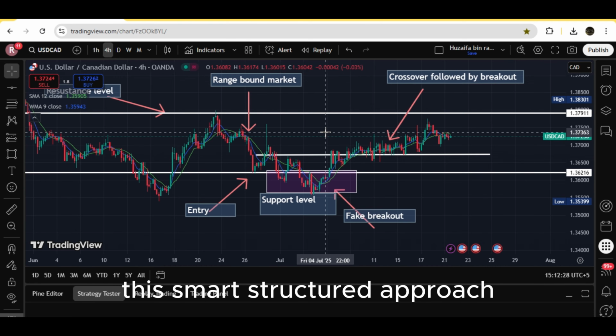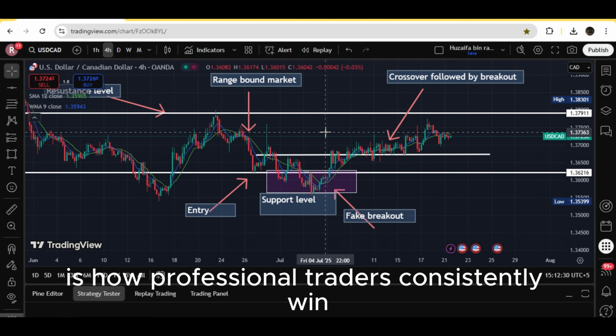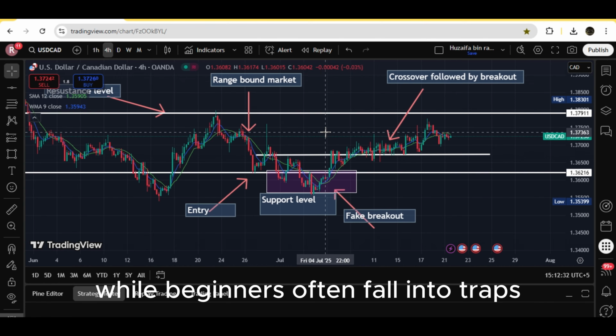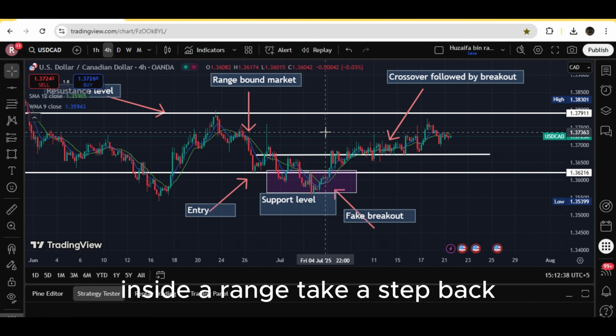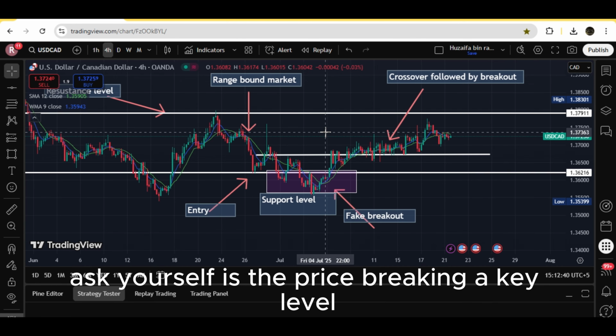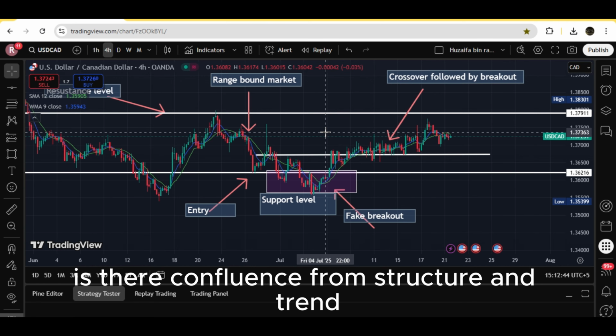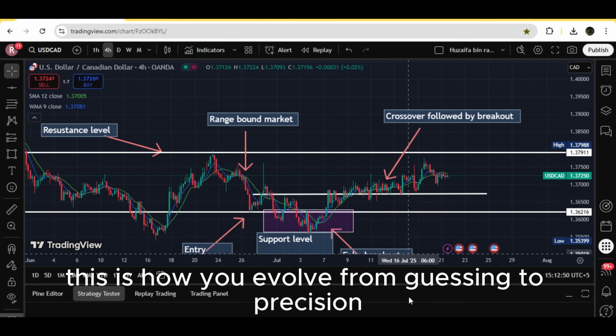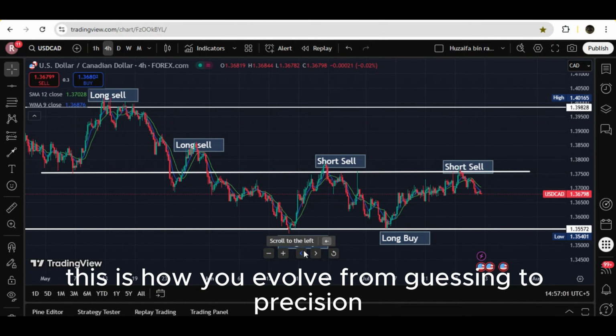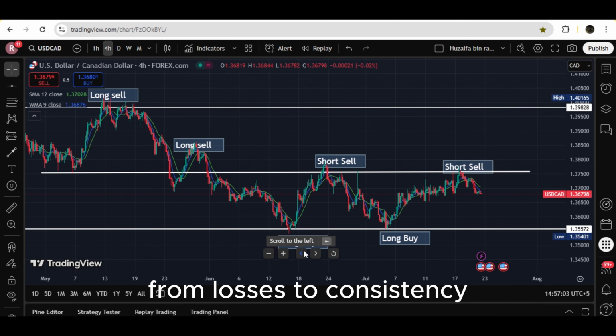This smart, structured approach is how professional traders consistently win, while beginners often fall into traps. So the next time you see a crossover happening inside a range, take a step back. Ask yourself, is the price breaking a key level? Is there confluence from structure and trend? And only then should you consider entering the trade. This is how you evolve from guessing to precision, from losses to consistency.